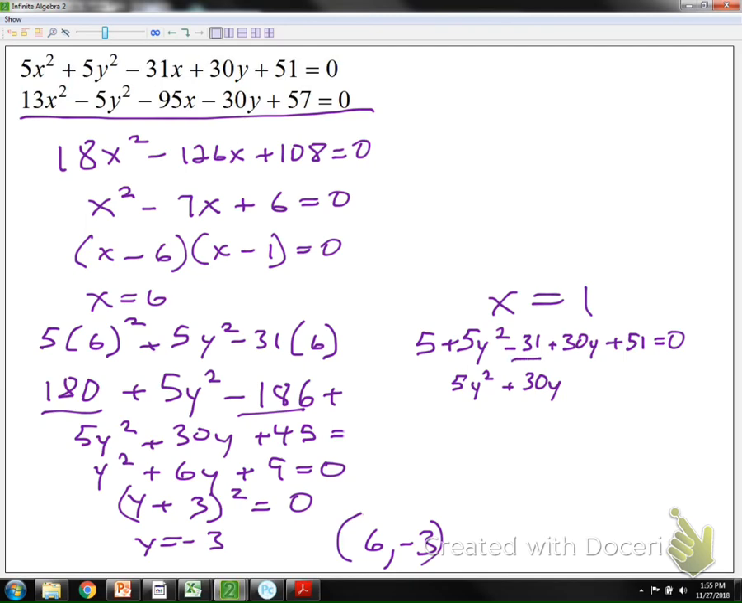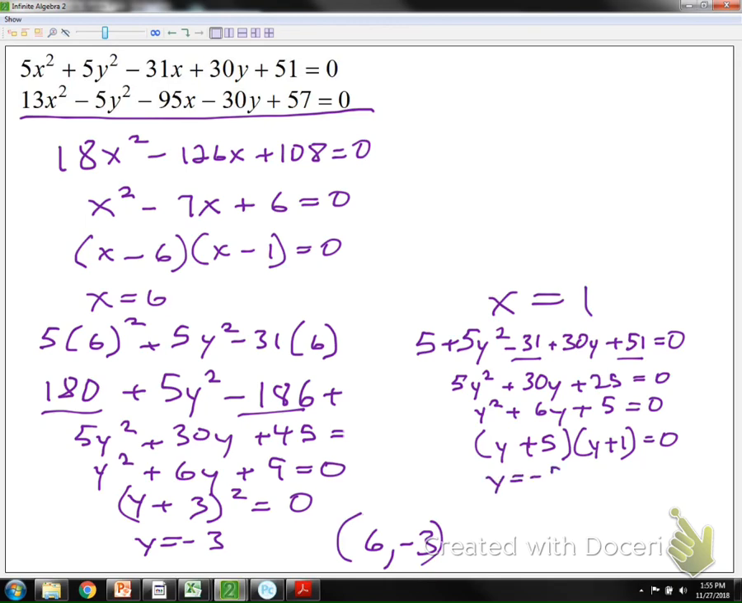And that is going to give us 5y squared plus 30y. Negative 31 plus 51 is 20, plus 5 is 25, equals 0. And everything's divisible by 5. y squared plus 6y plus 5 equals 0 gives us (y plus 5) times (y plus 1) as a factorization equals 0. So x equals 1 gives us two y values: y equals negative 5 and y equals negative 1. So x equals 1 goes with two different y values, and this system has three solutions.